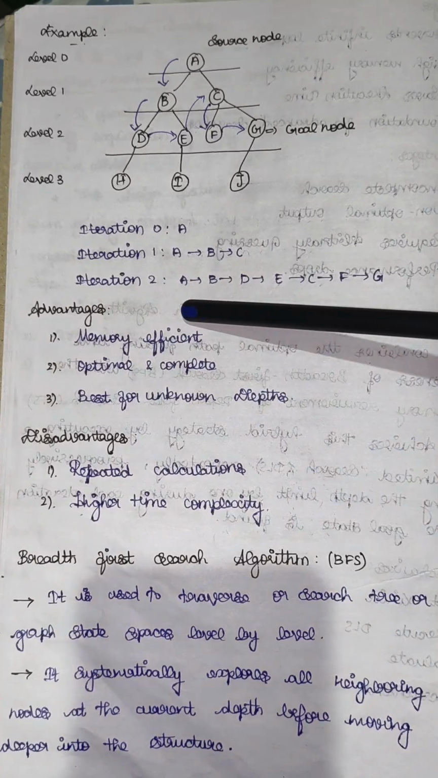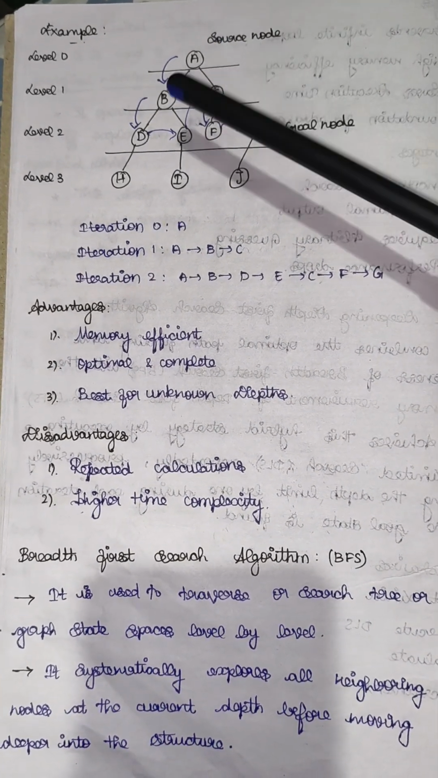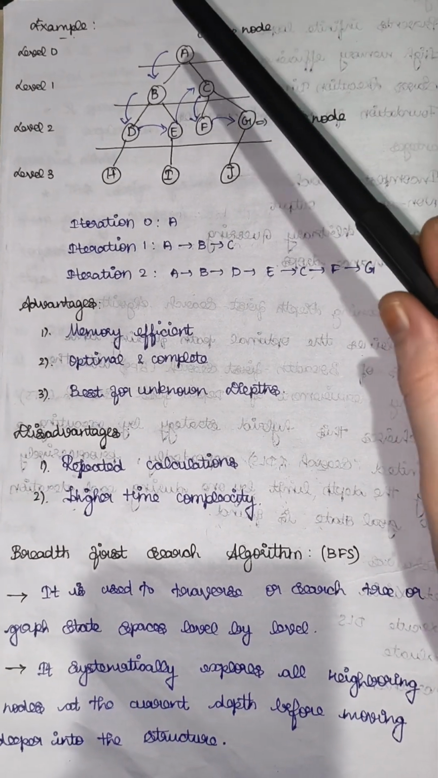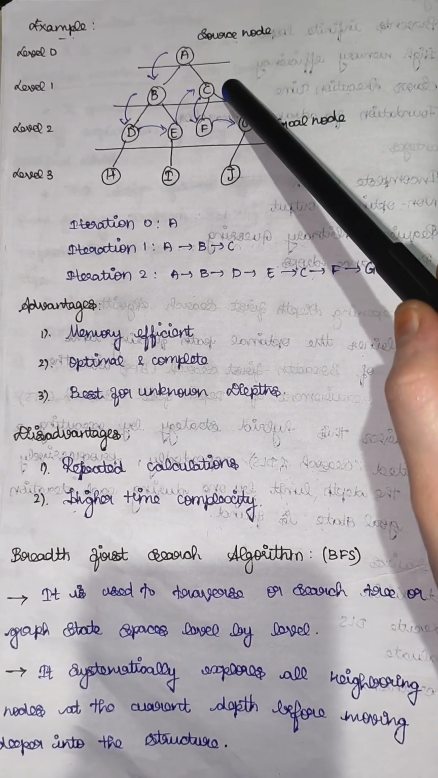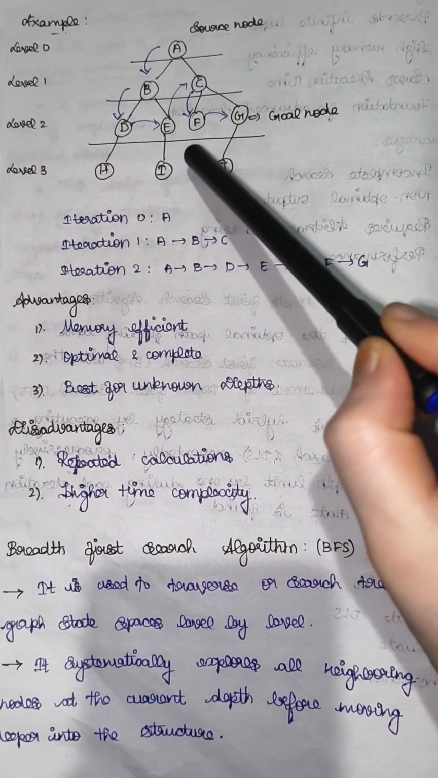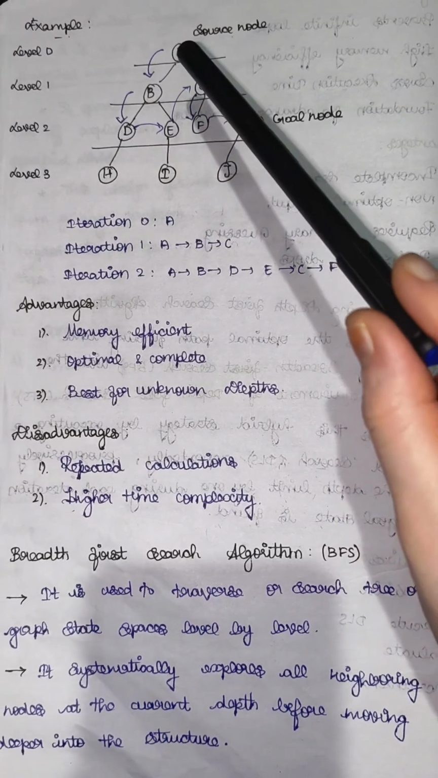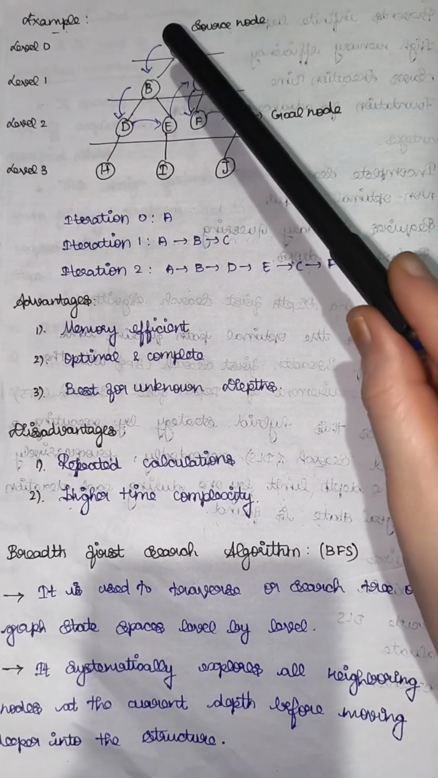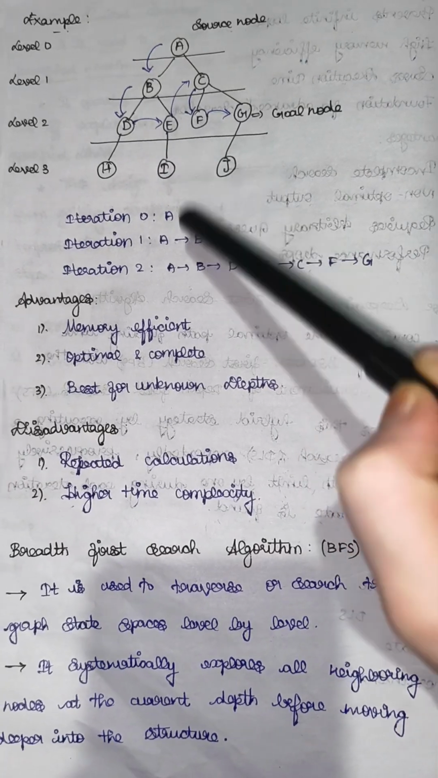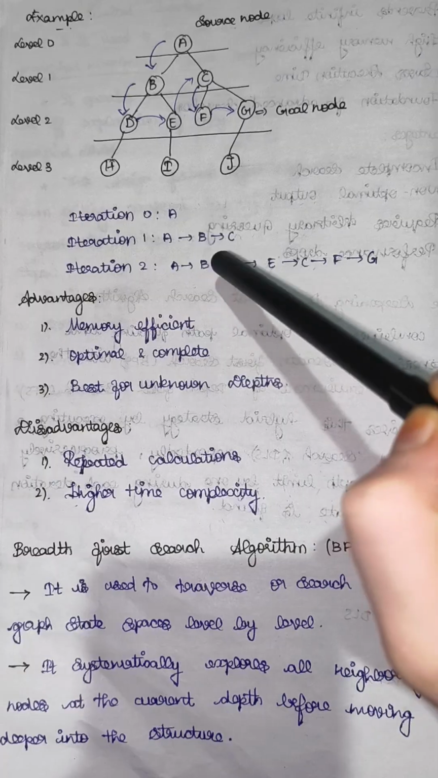In the next iteration, we have to consider 3 levels: level 0, level 1 and level 2. First I write A in level 0, then in level 1 I have B and C. After that, in iteration 2, we move with level 2. First I write A, B, and then B's child nodes, that is D and E. So A to B, B to D and D to E.